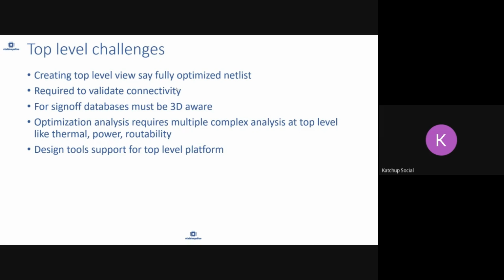Your optimization analysis, your another multiple complex analysis which are done at the top level, for example, thermal analysis, power analysis, routability analysis. The design tool support is evolving, but it's still like bits and pieces. There are point tools which are available, but the methodologies are not completely developed and still being developed. There do exist platforms from multiple EDA vendors, Cadence, Synopsys, but it's still an evolving area in terms of making the best use out of it.